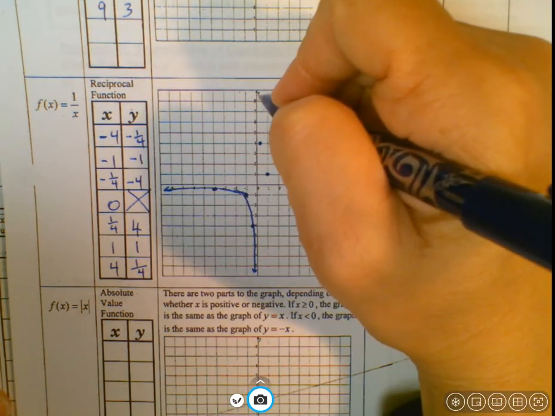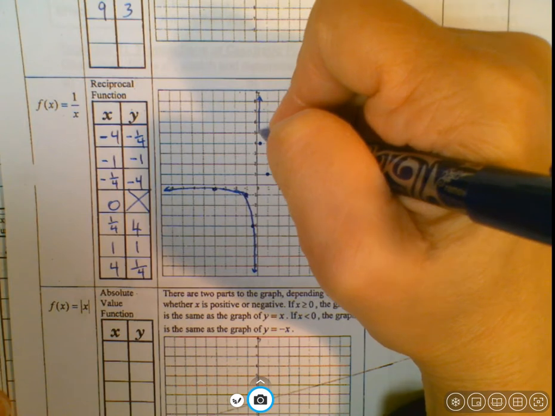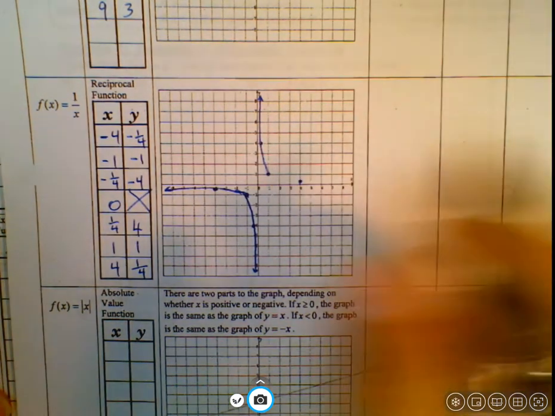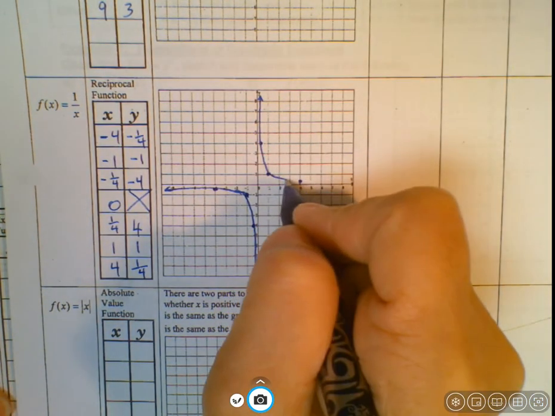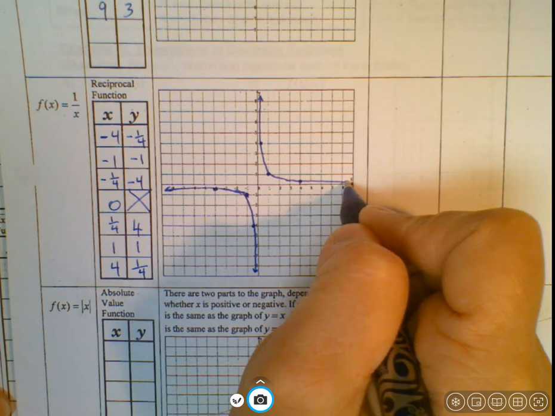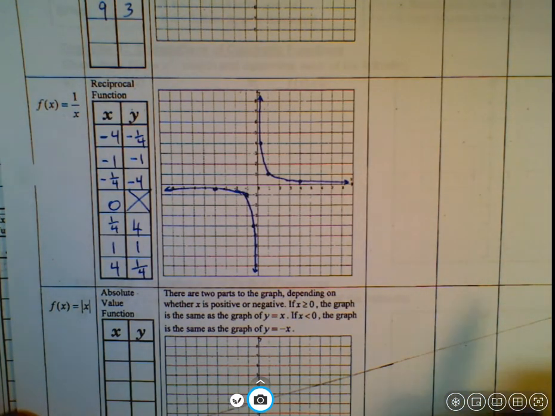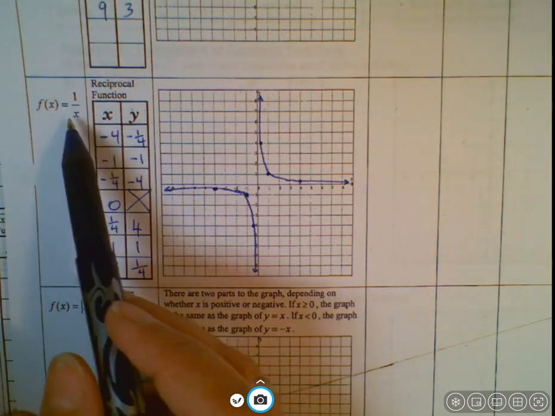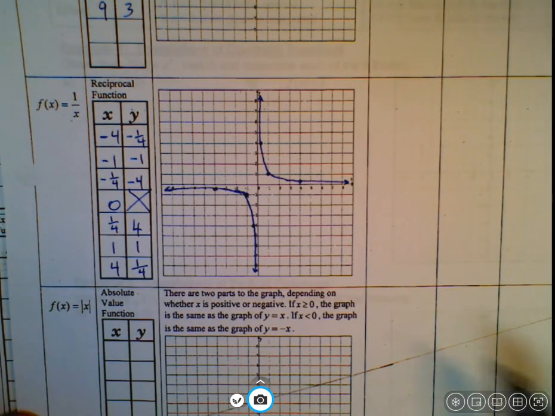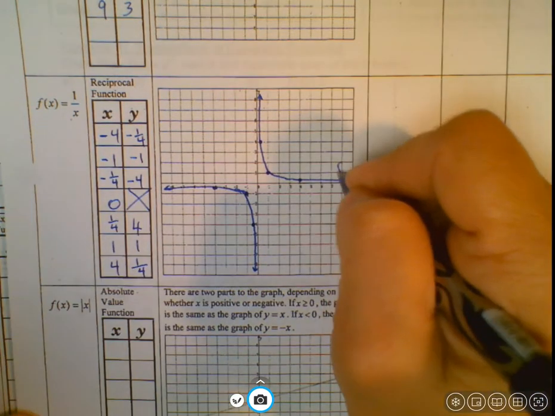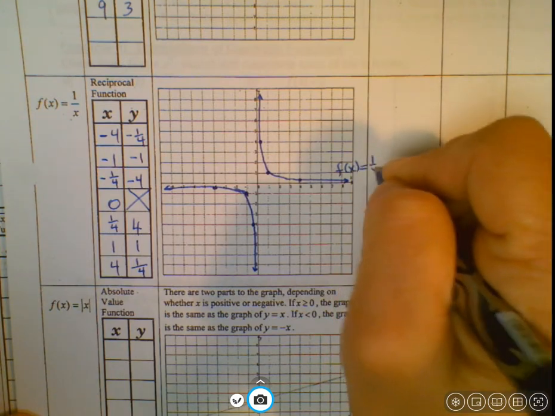So I'm going to do the same thing on the positive side. If x is a really tiny positive number, you get a very large y number. And if x is a very large number, then you get a very tiny y, but never 0. The y will never actually be 0. So this ends up being the graph. I'm going to label it f of x equals 1/x.